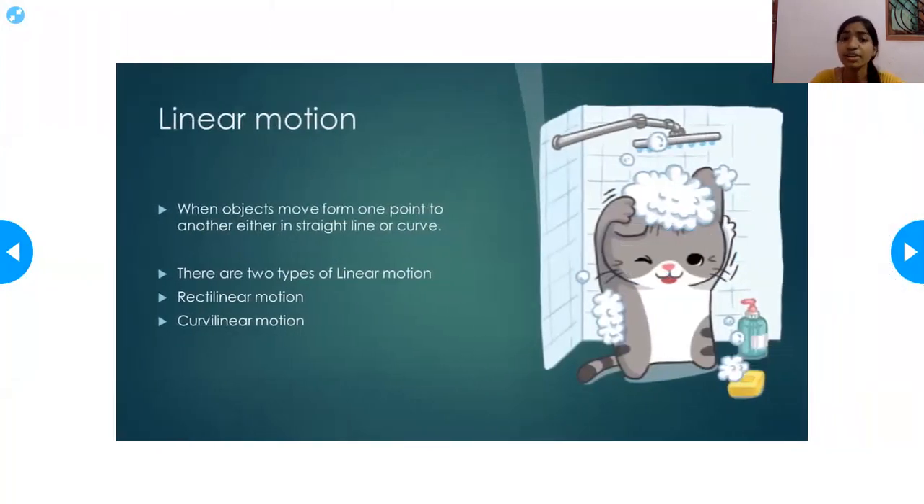Linear motion is when an object moves in a straight line. For example, if you have a car which is moving in a straight line along the road, that is an example of linear motion. There are different types of linear motion. One is rectilinear motion and one is curvilinear motion. Let's see what these are.